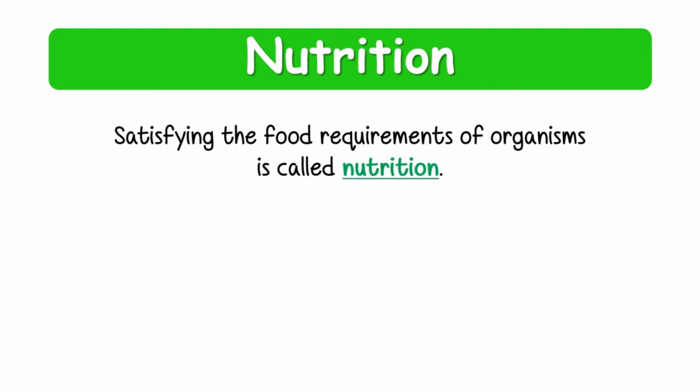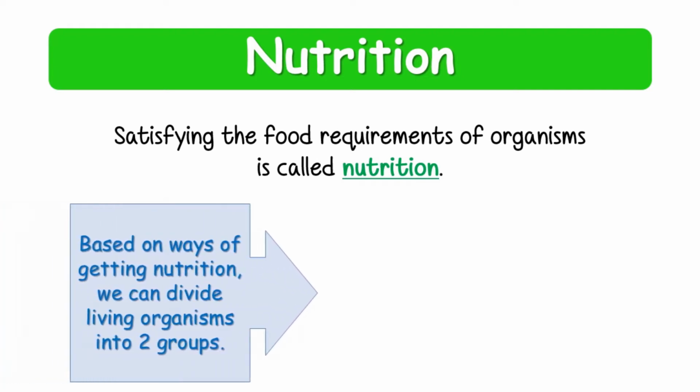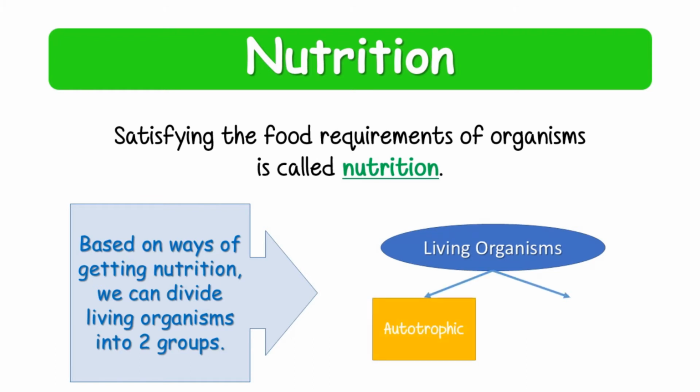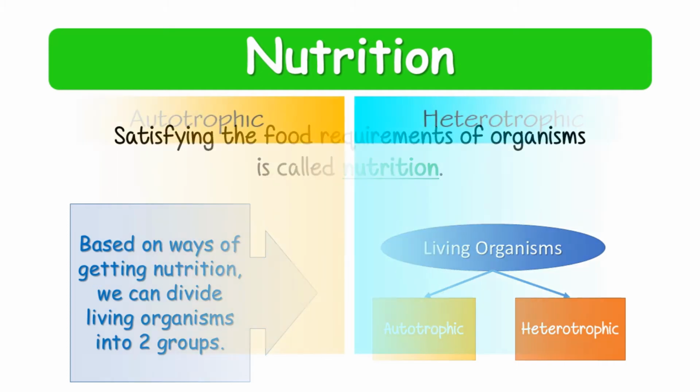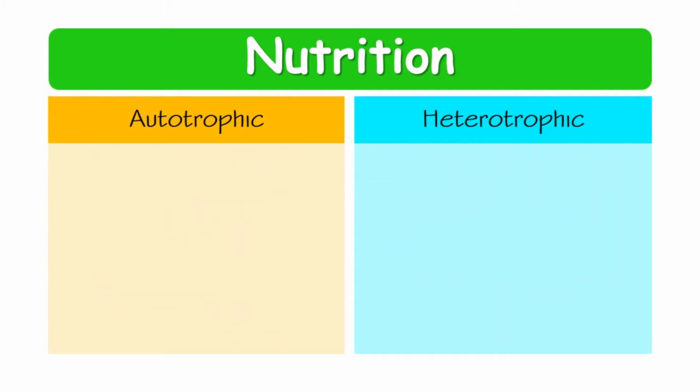Nutrition. All organisms, including humans, need food for their survival. Satisfying the food requirements of organisms is called nutrition. Based on the ways of getting nutrition, we can divide living organisms into 2 groups. They are autotrophic and heterotrophic. Let's learn about these 2 new terms.